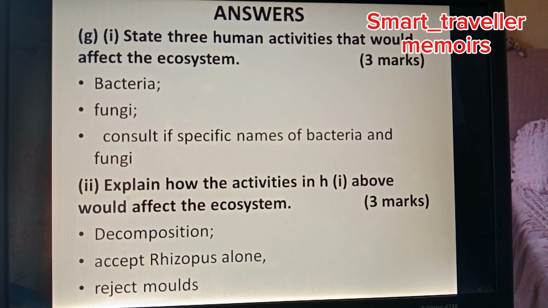If specific names of bacteria and fungi are mentioned, we should check whether they are the right bacteria or the right fungi, so we have to consult. Explain how the activities in H above would affect the ecosystem. There would be decomposition. Accept Rhizopus alone, reject molds. Okay?